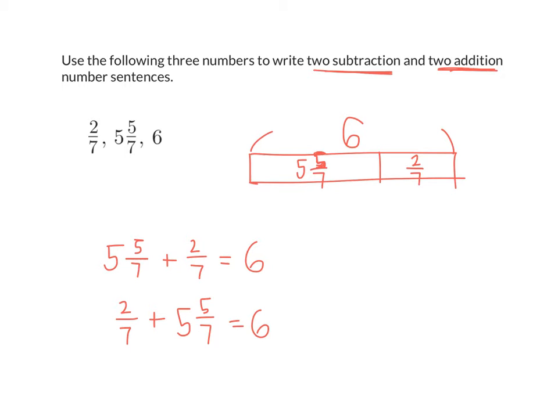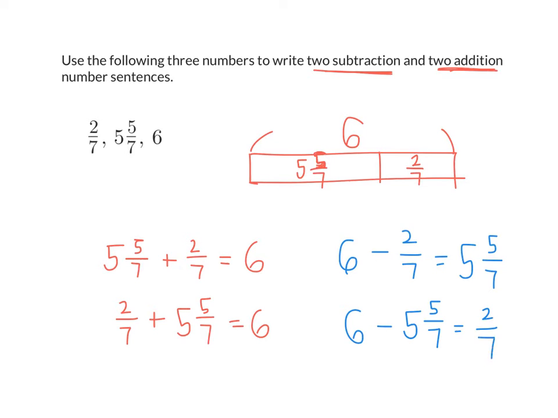How could I write a subtraction problem? Well, I know I have 6 altogether, and if I take away 2/7, I get 5 and 5/7. Another subtraction problem that this tape diagram shows is that if I have 6 altogether and I take away 5 and 5/7, I'm left with 2/7. All 4 of these number sentences are represented by this tape diagram. In your notebook right now, make sure you have this tape diagram written down, and then tell each other at your table groups how each one of these 4 number sentences can be shown on this tape diagram.